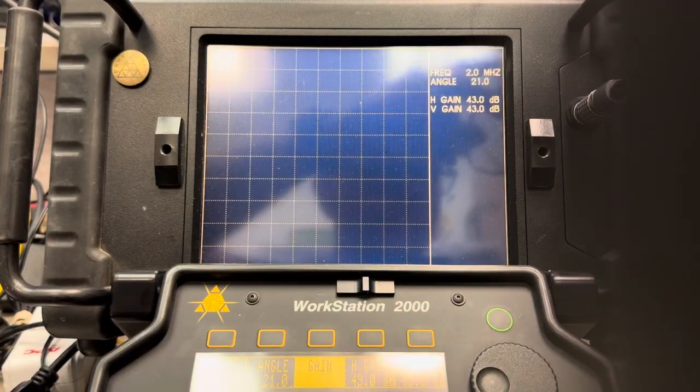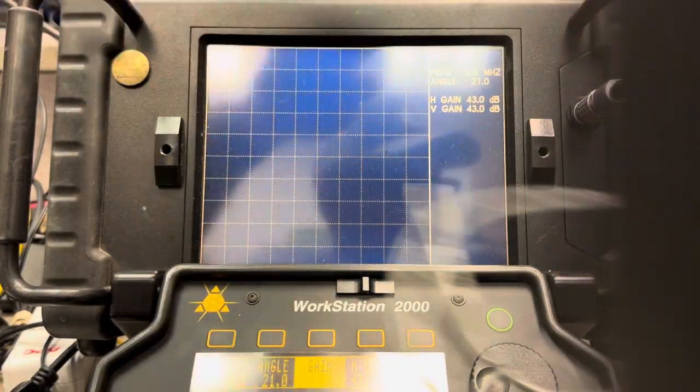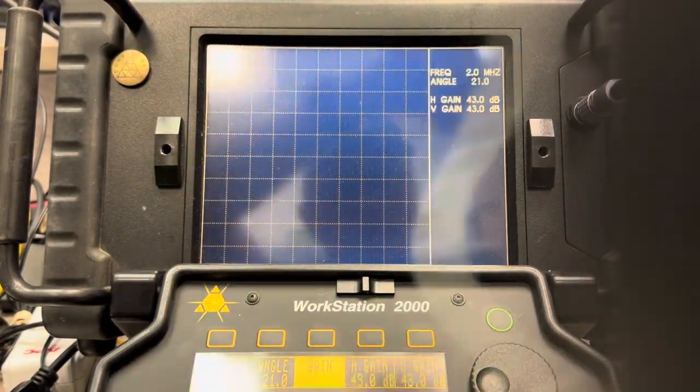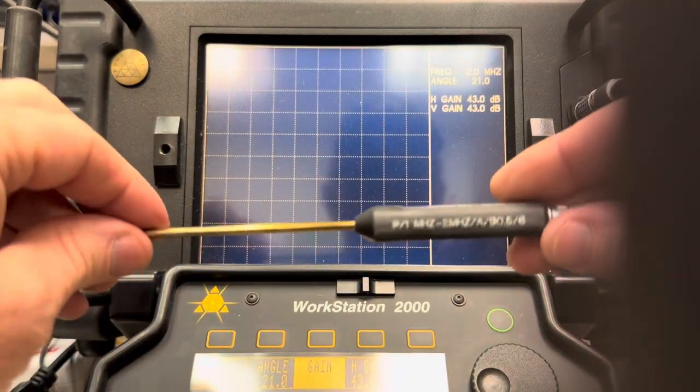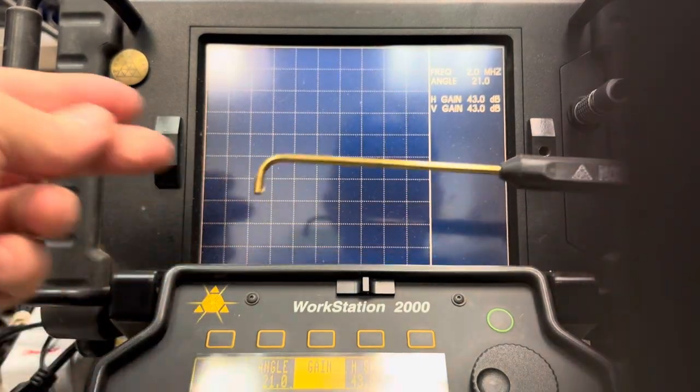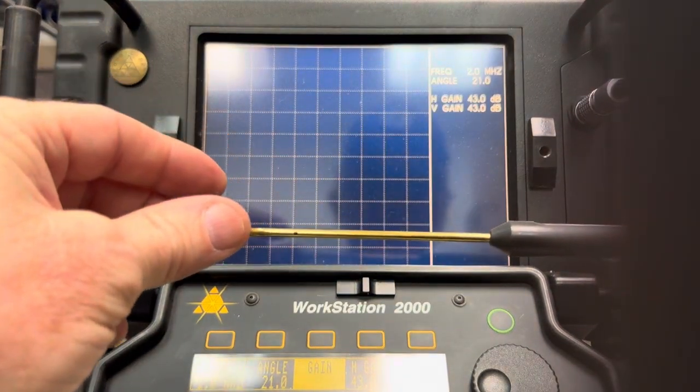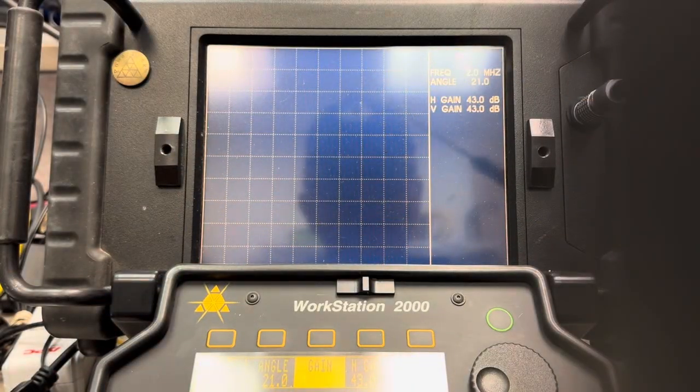So I've set up a couple instruments here. The one right in front of me is the Workstation 2000 from Staveley Instruments. Probably my favorite tester. I have a 1 to 2 megahertz pencil probe, very tiny coil, and I'm operating at 2 megahertz.